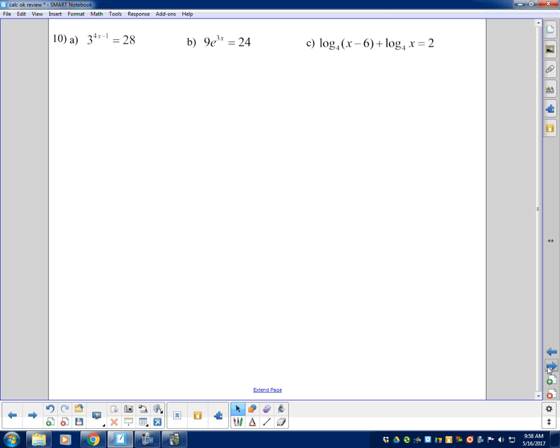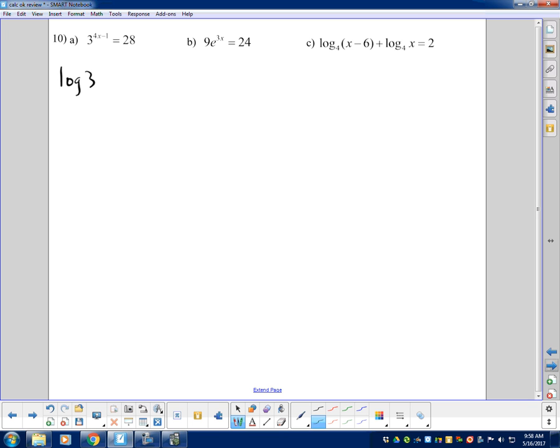On to number 10. Number 10 says solve for x. So we're going to quickly solve this for x in each of these cases. This is in the logarithms section. So solving for x, here's what we're going to do to bring that variable power down: take the log of each side. We can take log base 10, or we could take ln. It's your choice. I'm going to take log base 10.